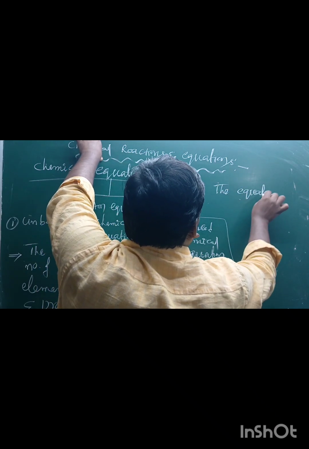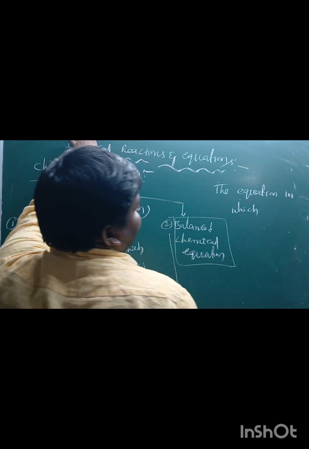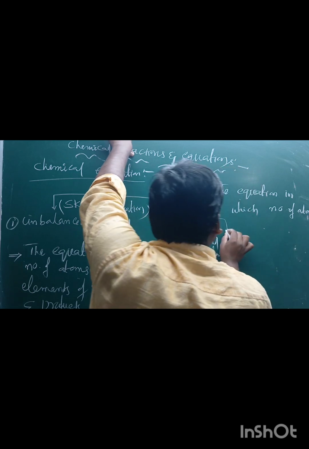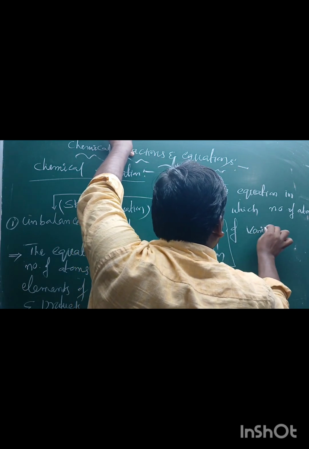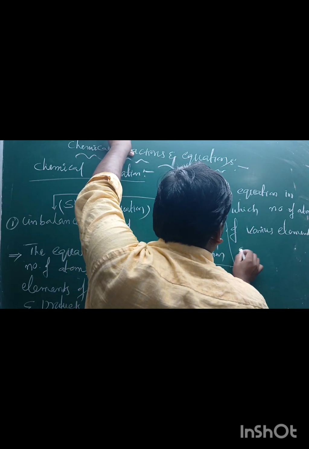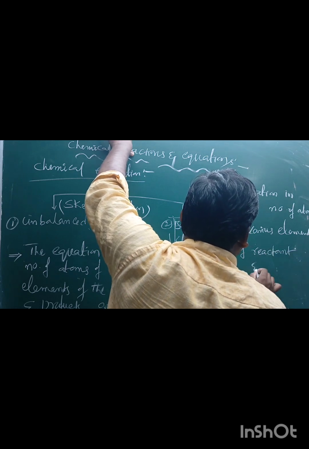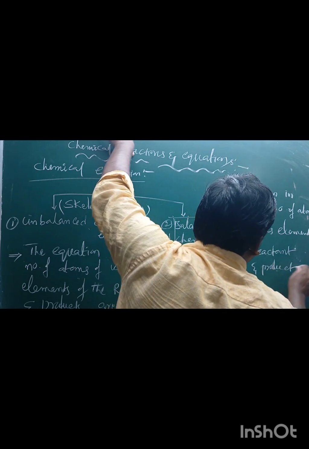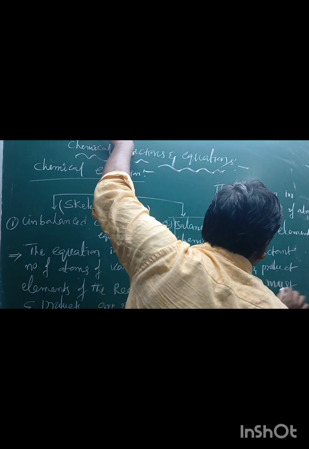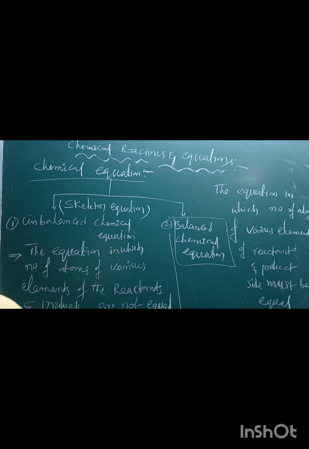The equation in which the number of atoms of various elements on the reactant side and product side must be equal is called a balanced chemical equation.